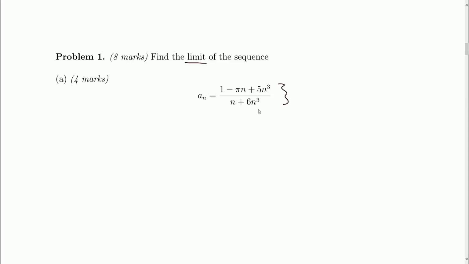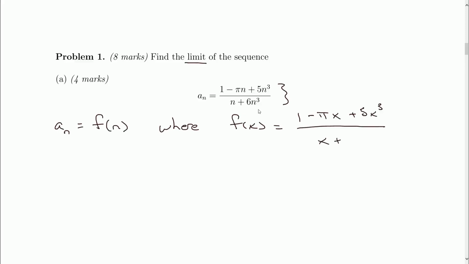This looks a heck of a lot like a polynomial over a polynomial. So it's a rational function. It's rational in n. Now, what we might say is a_n is really just f at n, and define my f of x as 1 minus pi x plus 5x cubed, over x plus 6x cubed. Turn it back into something that we're more likely to see in Calculus 1.